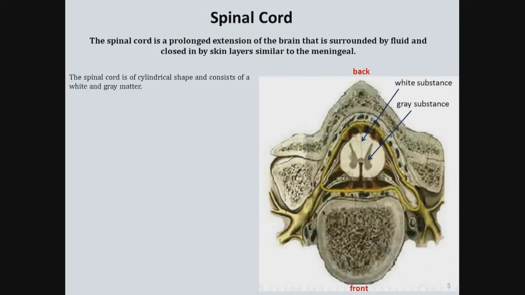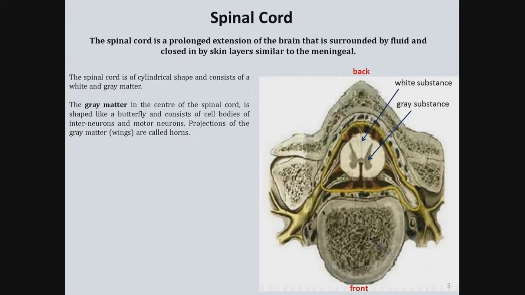The spinal cord is a prolonged extension of the brain that is surrounded by fluid and closed in by skin layers similar to the meningeal. The spinal cord is of cylindrical shape and consists of white and grey matter. The grey matter in the center of the spinal cord is shaped like a butterfly and consists of cell bodies of interneurons and motor neurons. Projections of the grey matter, wings, are called horns.